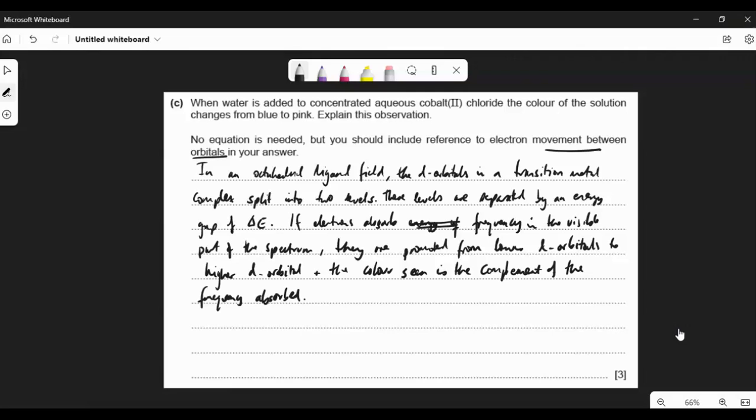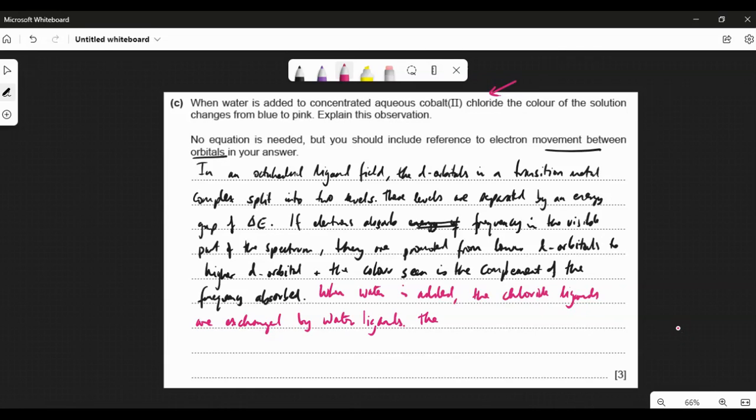But you haven't quite answered the question yet, because we've got to say what happens when there's a different ligand. When water is added to the aqueous cobalt chloride, the chloride ligands are exchanged by water ligands. This is obviously ligand exchange.